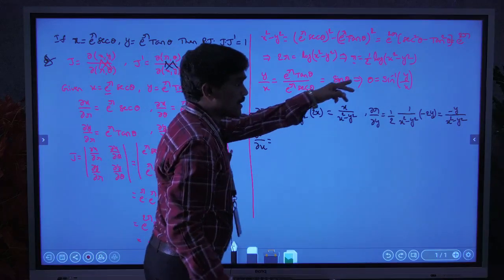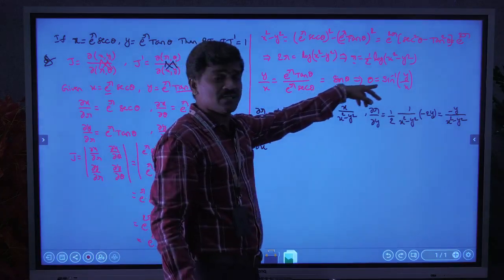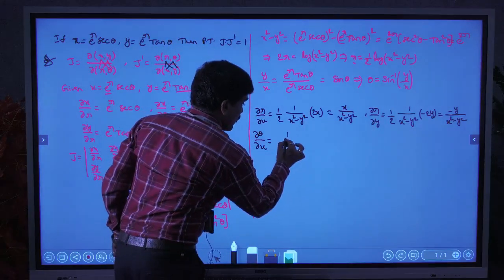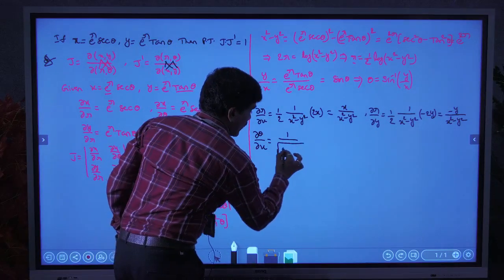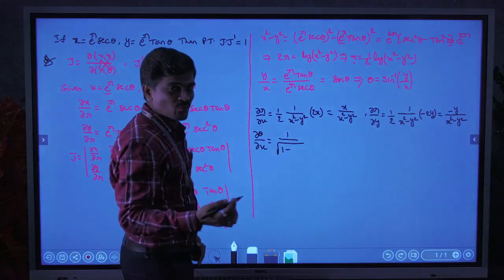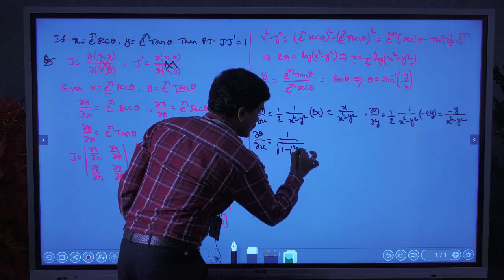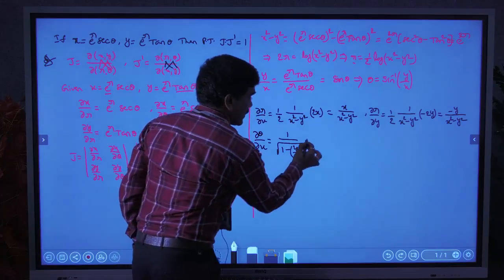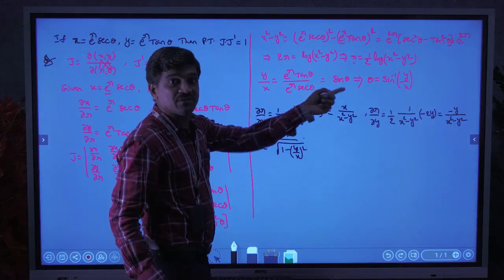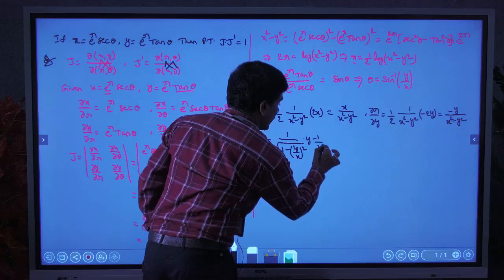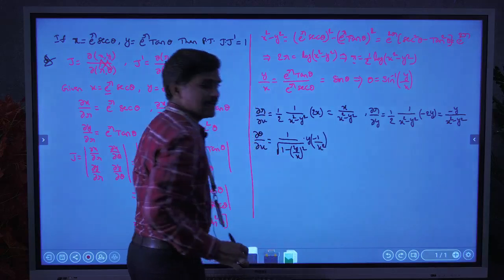First of all, theta is sine inverse of x. What is the derivative of sine inverse x? It is 1 by square root of 1 minus x square. In place of x here we have y by x, so we get y by x whole square, and then the derivative of y by x with respect to x. Keeping y constant, the derivative of 1 by x is minus 1 by x square.